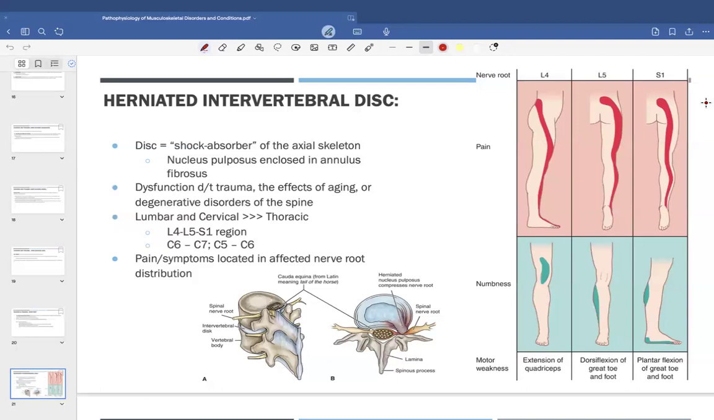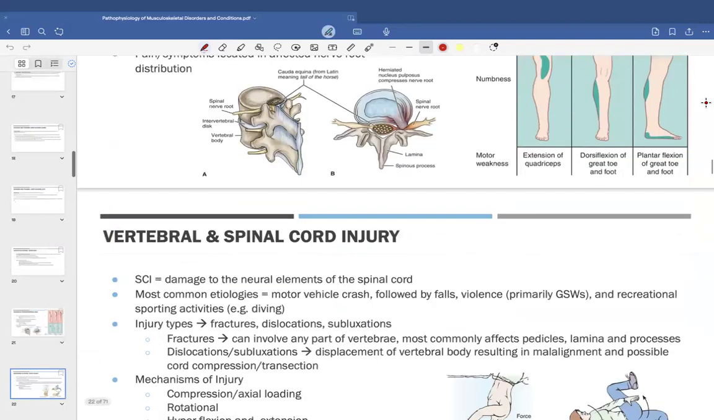When you do your range of motion, do you really do any thoracic range of motion assessment in your patients? No. It's all C spine and L spine, right? And that motion is what acute changes can lead to disc injuries.